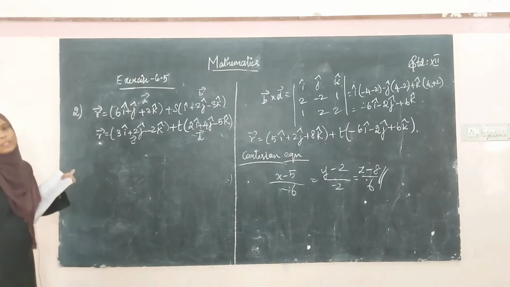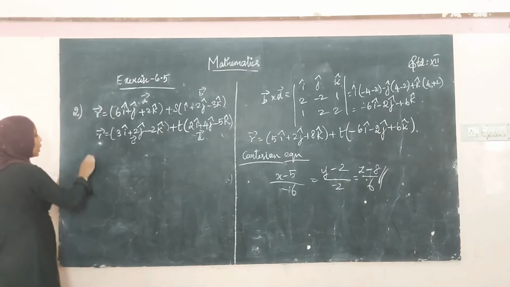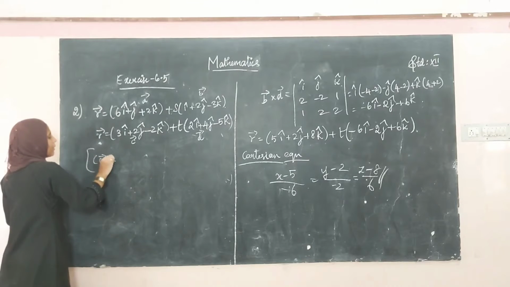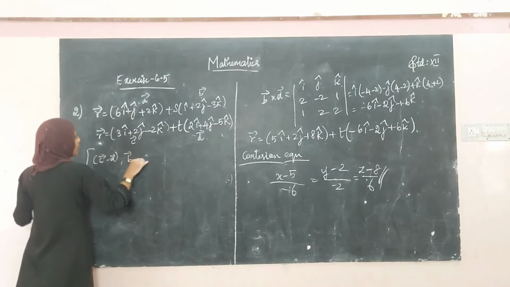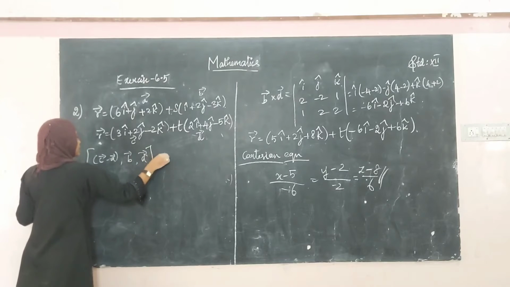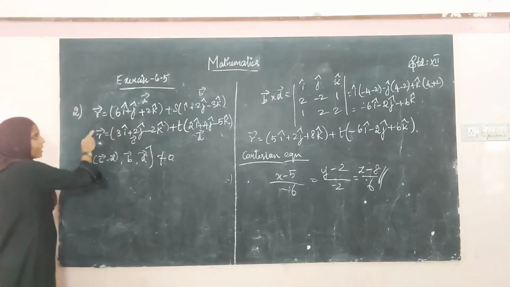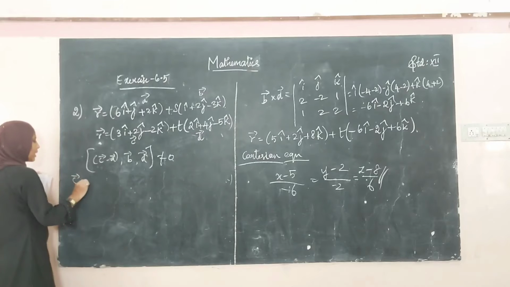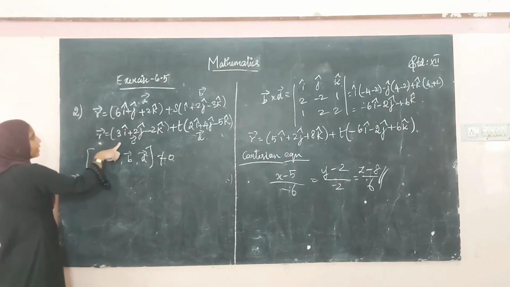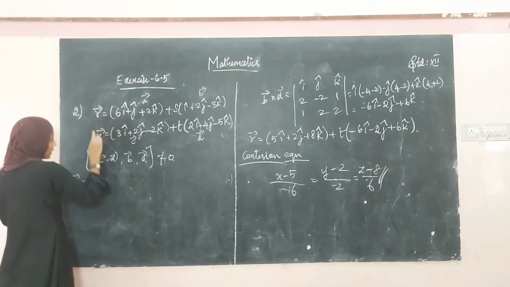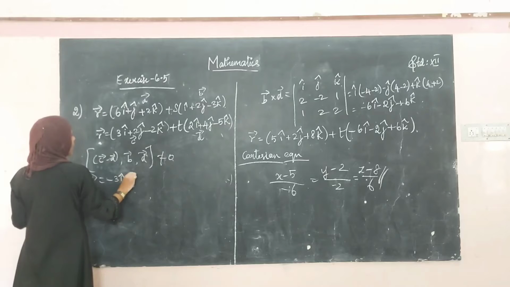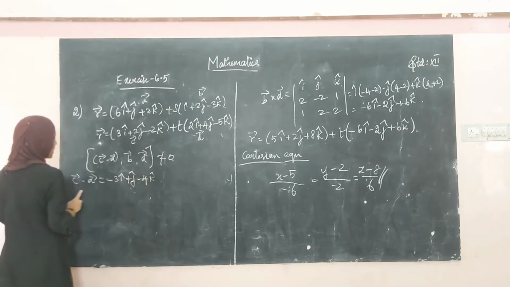Okay, so to prove these two lines are skew lines, you have to find the box product of c vector minus a vector, comma b vector, comma d vector. If it is not equal to 0, then you can say that these are skew lines. So for that you have to compute this. What is c vector minus a vector first? 3 minus 6 is minus 3i vector. 2 minus 1 is plus j vector. Minus 2 minus 4 is minus 4k vector. This is c minus a vector, right?